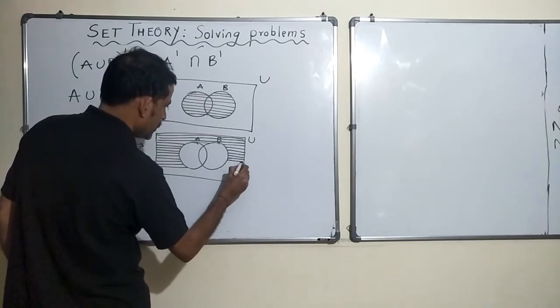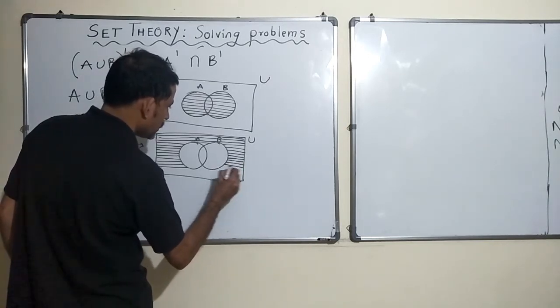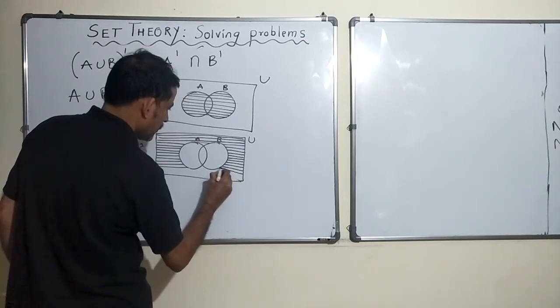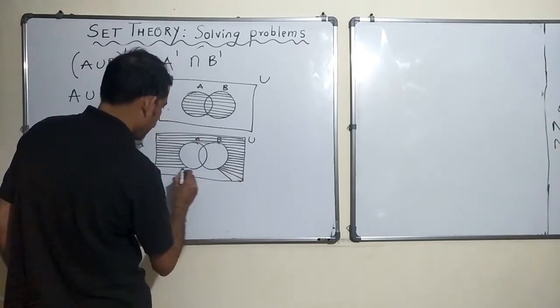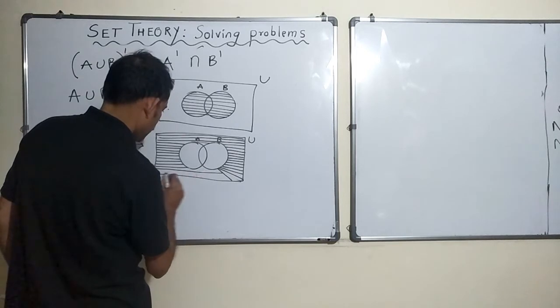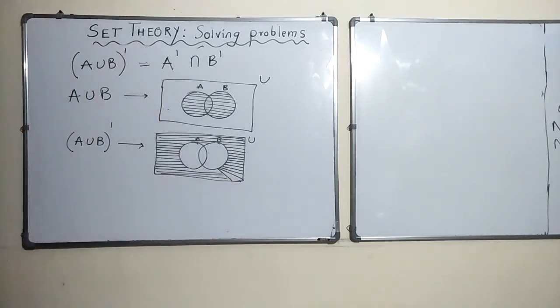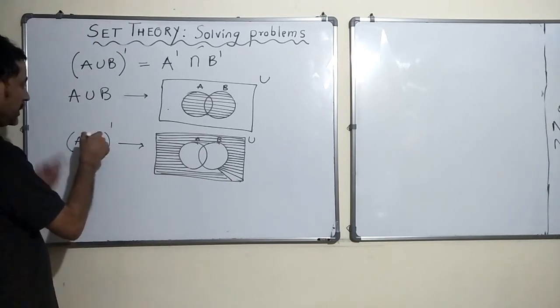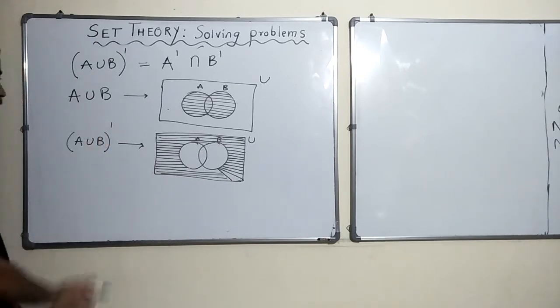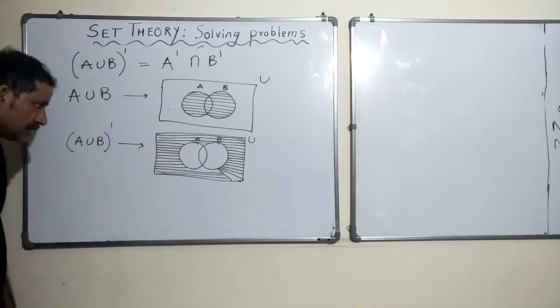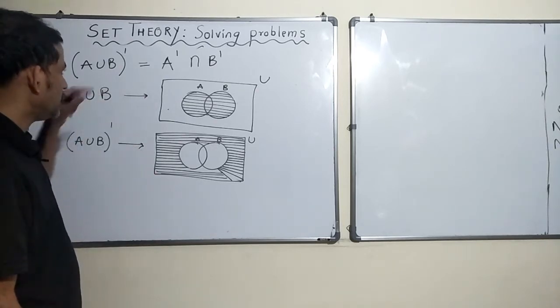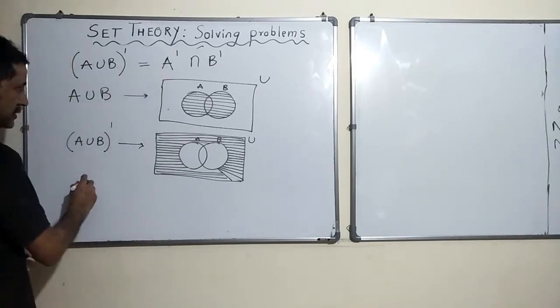Let's draw this little bit, it's taking time, but let's do it correctly. So I shaded it. Okay, so this is what would be A union B, the whole thing. The complement of A union B would look like this. Now the LHS is this, let's see whether the RHS also turns out to be this.